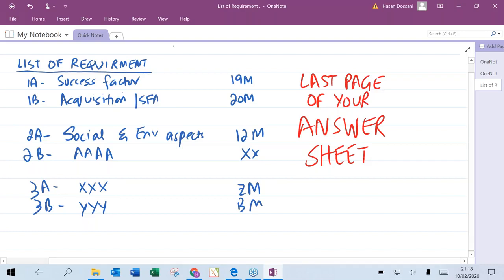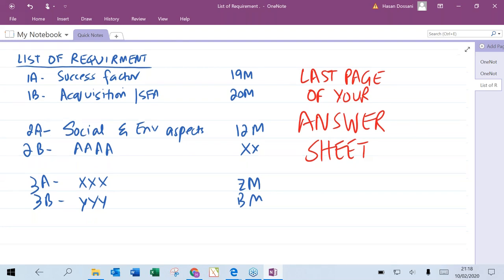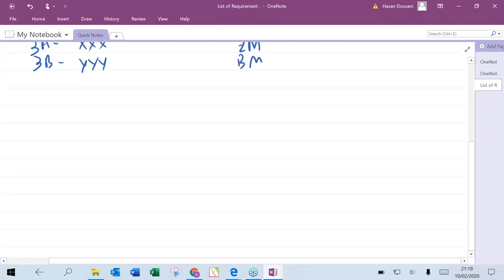Why did I say on the last page of your answer sheet? You can also make this list on the last page of your question paper. But no, you make this list on the last page of your answer sheet so that you can keep it right beside your question paper, so that while you are reading the exhibits, your list of requirements is right in front of your eyes. Right now, since for this particular question we are just focusing on success factor and social and acquisition SFA, I am not making this list. But when you do a full question, you will have to make a list.